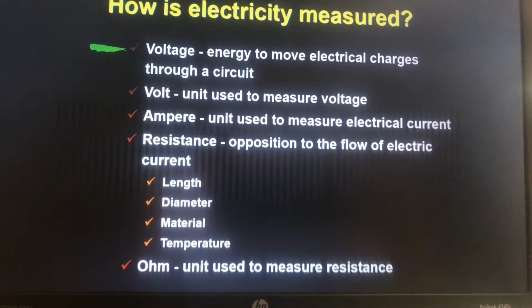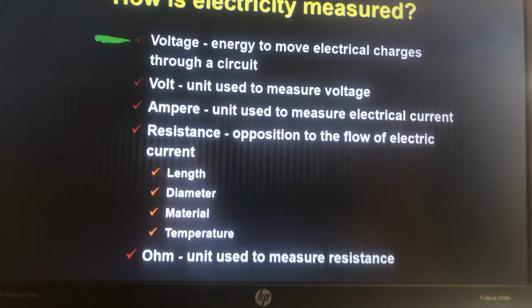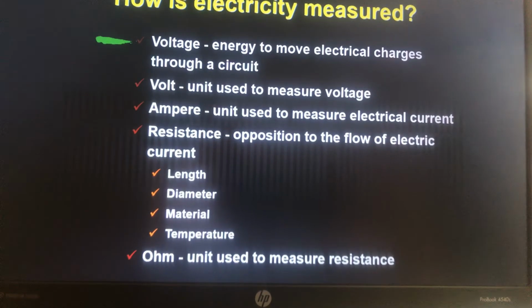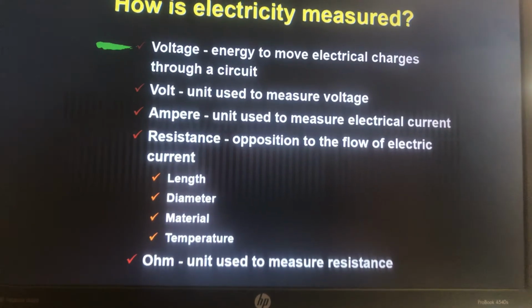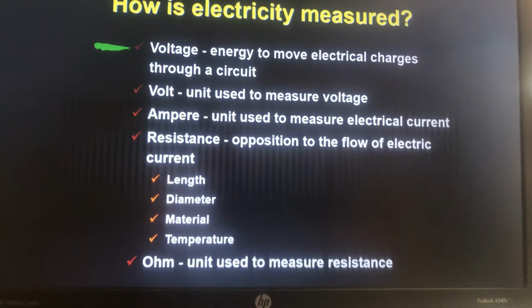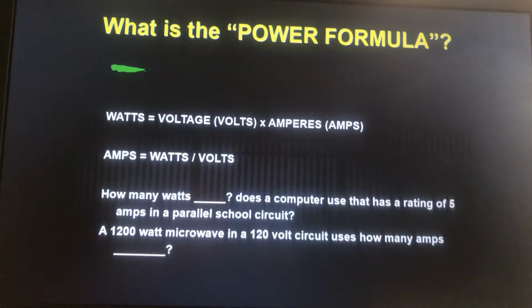Resistance is the opposition to the flow of electric current, and resistance varies depending upon the length, how far you have to push something, and how big a wire you have. The larger the wire, the more energy you can carry, the type of material the wire is made of, and the temperature. And then ohm is used to measure resistance.